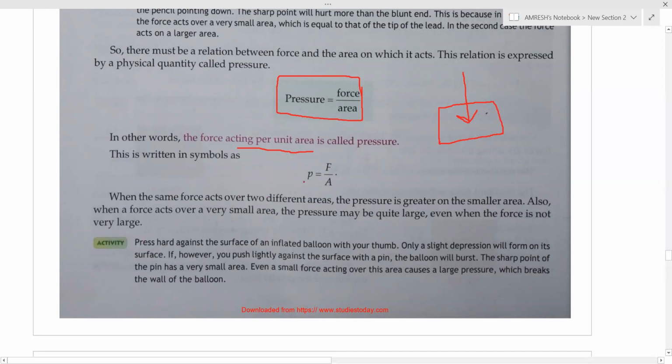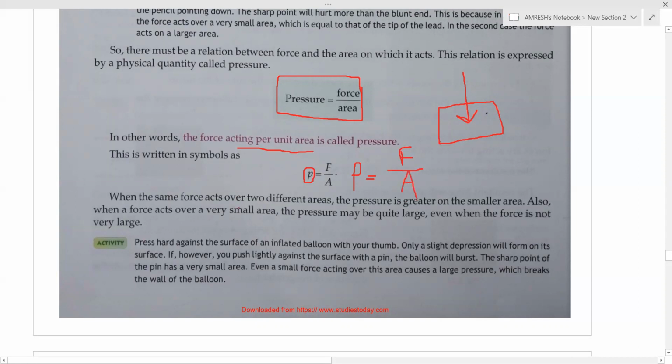Symbolically, pressure is represented by small p, that is equal to force, capital F, by area, capital A.